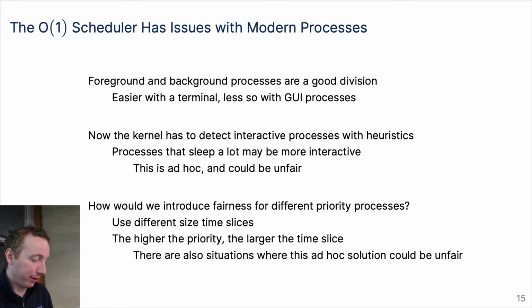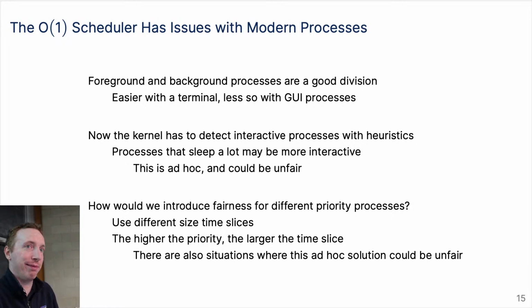So the O1 scheduler has issues with modern processes. It would have been nice if you could separate out foreground and background processes, which was easy with a terminal, so you could tell what processes are connected with a terminal. But nowadays we have GUI applications and you can't always tell if they're connected. You don't know if the user has them focused, and so on and so forth. There's a lot the kernel just can't know about the processes, so it can't help with scheduling them. So if you're the kernel, you could try and detect them.